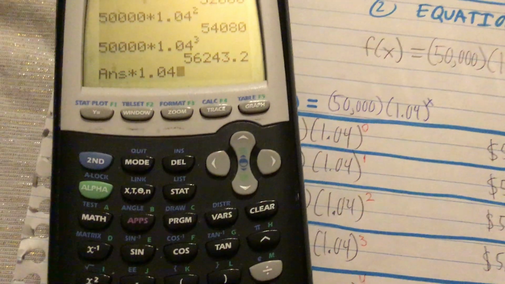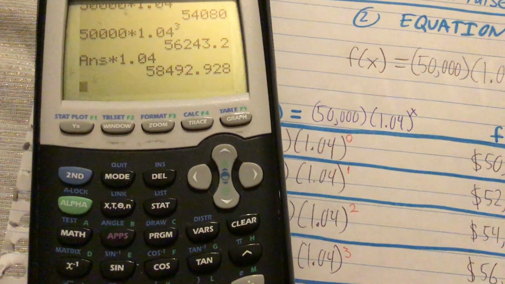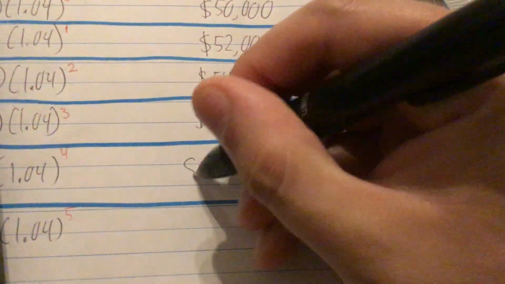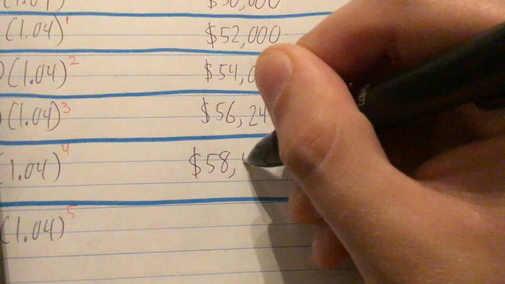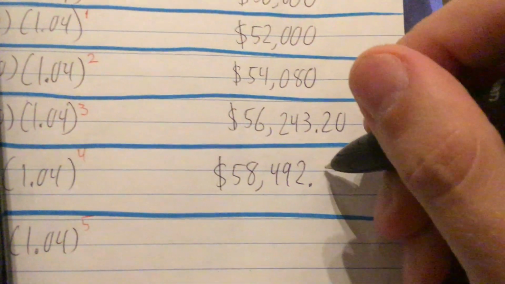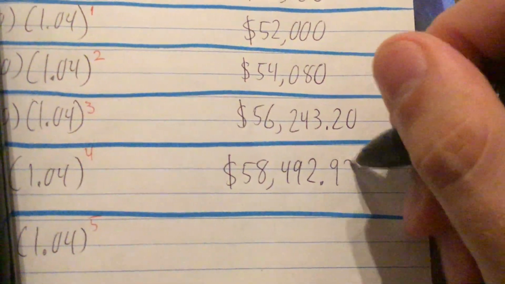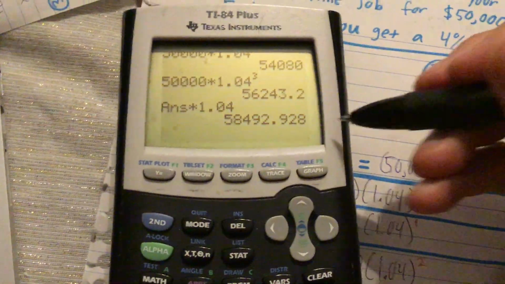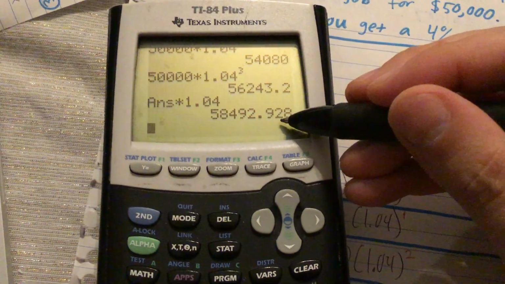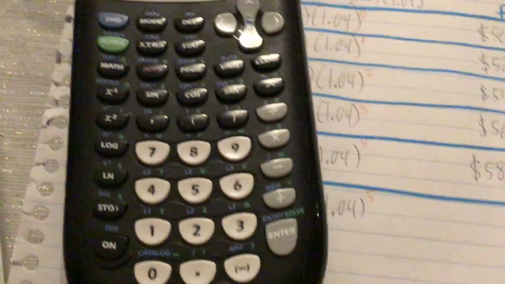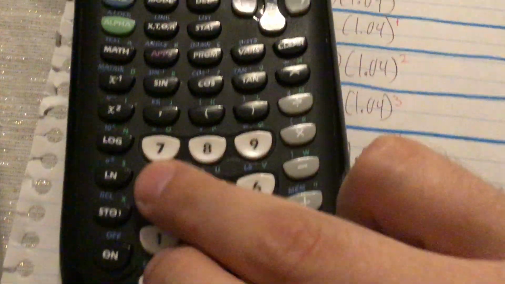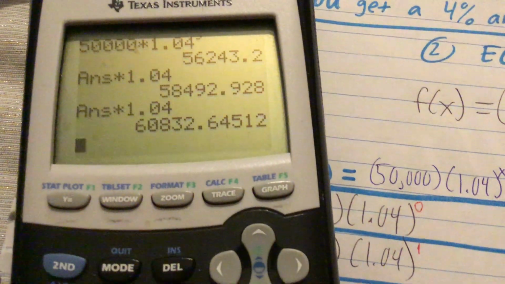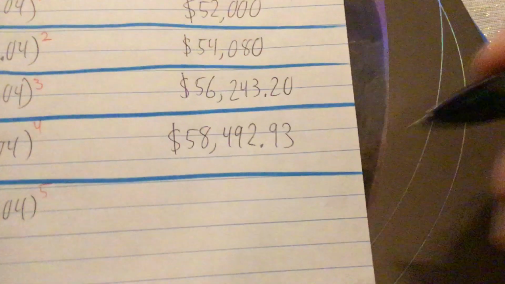So that's 58,492.928. So let's go with 93 cents. Let's round that to the nearest cents. That'd be 93 cents. Okay, but you get the idea. Let's just do this one more time. Times 1.04. 60,832.